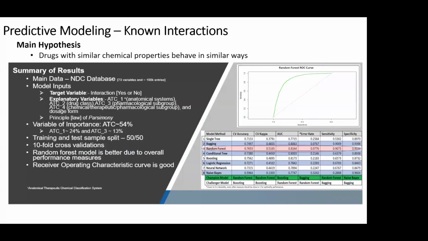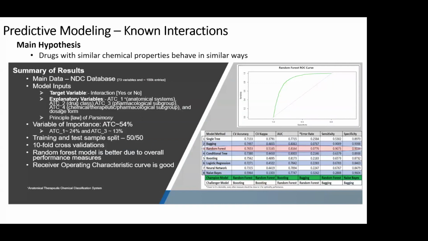ATC here is the anatomical therapeutic chemical classification coding system. So ATC level 1 represents the anatomical system, ATC level 2 represents the drug class, ATC level 3 the pharmacological subgroup, ATC level 4 is the chemical therapeutic or pharmacological subgroup, as well as the dosage form. Now we reduced the final independent variables from 73 all the way to 5 just to conform with the law or principle of parsimony. In other words, we're trying to ensure that the final model will be economical in terms of the number of independent variables we are feeding into that model.